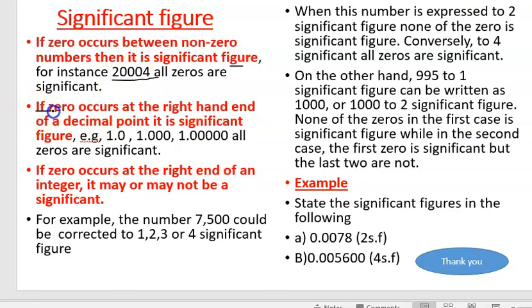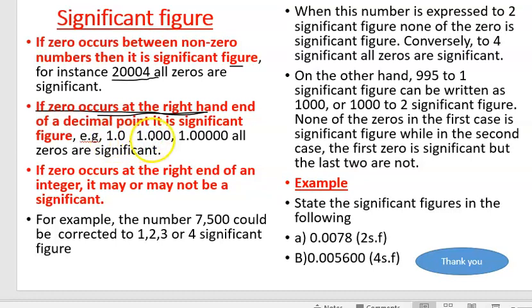Now, if 0 occurs at the right-hand end of a decimal point, it is significant. For example, if you end up with a number like 1.0 or 1.000 or 1.0000, all those zeros are significant, because this 1.0 could be a number that is rounded off, and therefore there was a number after that 0. So this 1.0 has two significant figures.